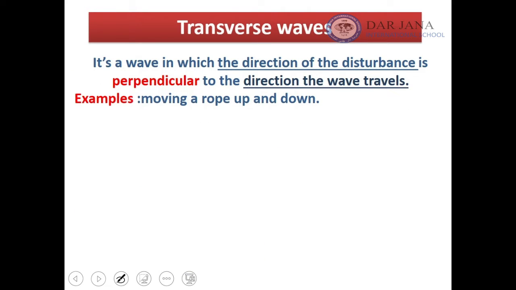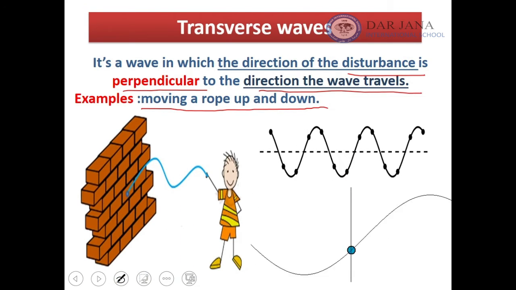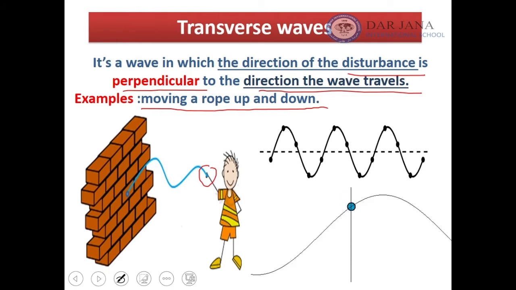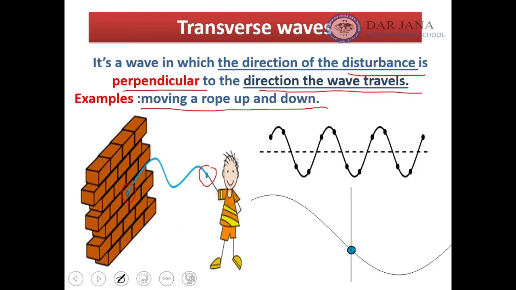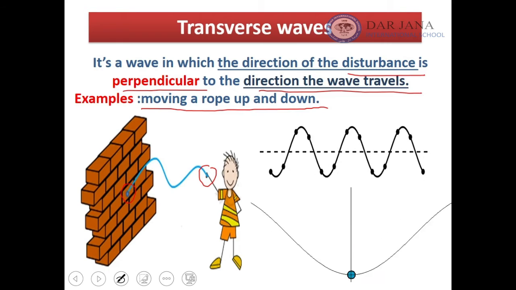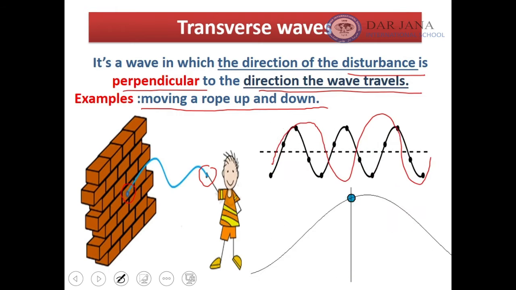The transverse wave is one in which the direction of the disturbance is perpendicular to the direction of the wave. Example, you have a wave that is passing through a rope, and the rope will move only up and down. So for example, we have a rope, you are holding it from this point, and the second end of the rope is attached to a wall. So when you move your hand up and down, the rope also will move up and down.